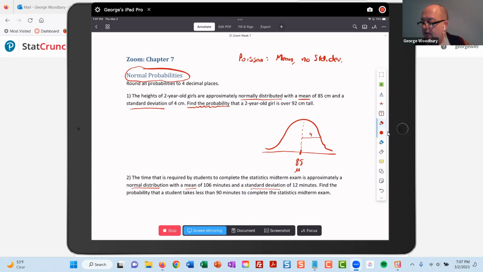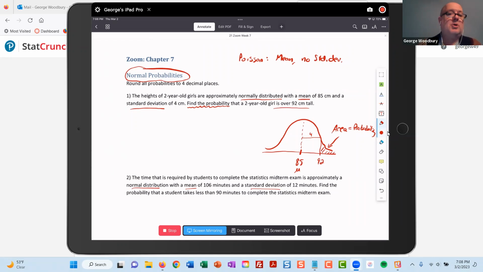And then the question says, find the probability the girl is over 92. So 92 would be somewhere to the right of 85, and we're looking for the probability that she's taller. This area is the probability. A long time ago, this was a really hard problem because you had to use calculus to figure out what that area is.